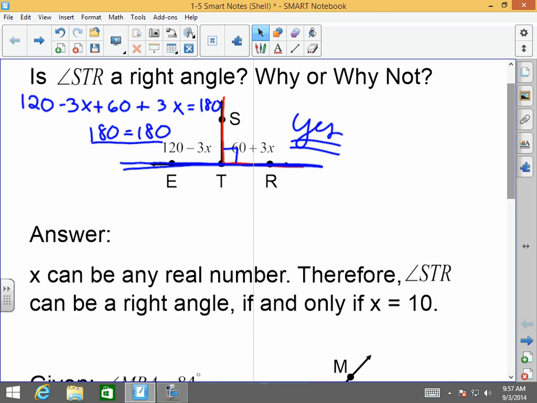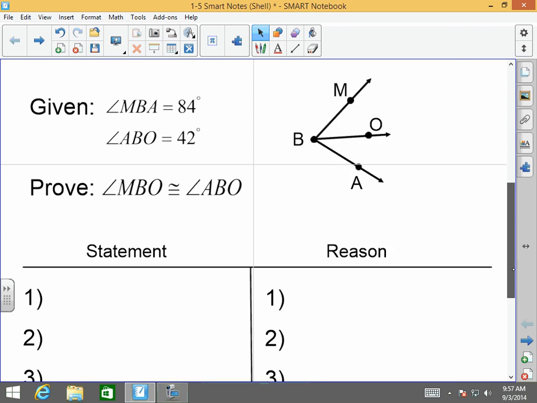And then I made it a little bit fancy. X can be any real number, therefore STR can be a right angle if and only if x equals 10. Does that make sense?